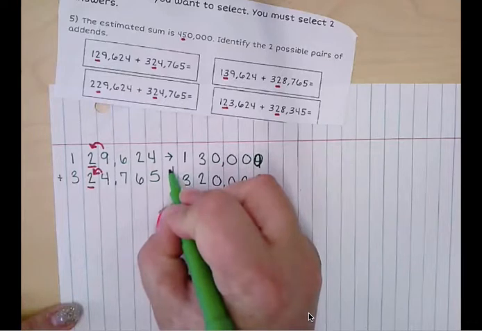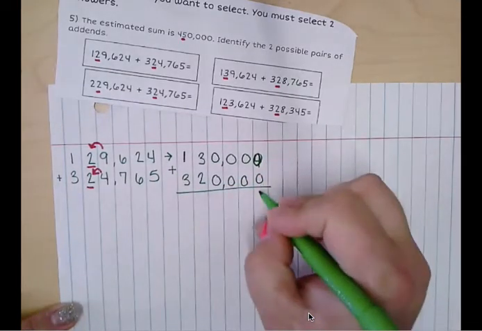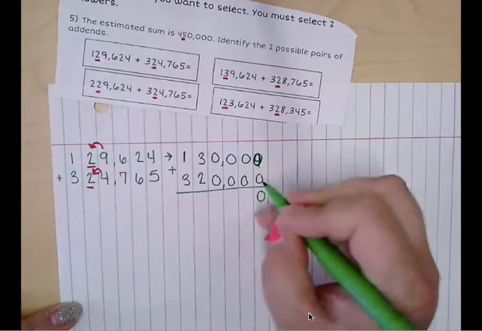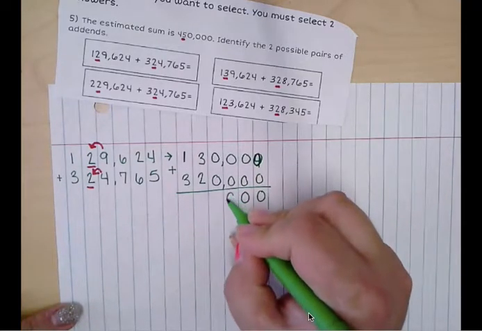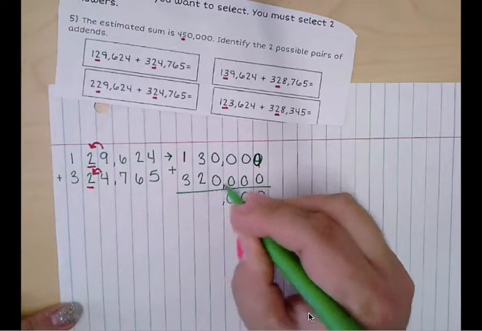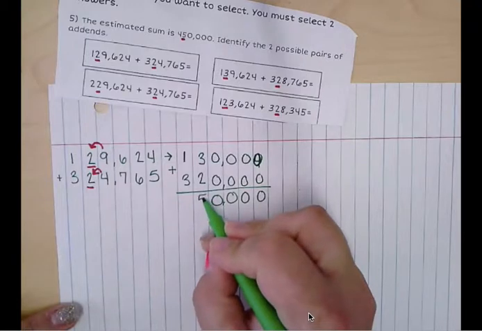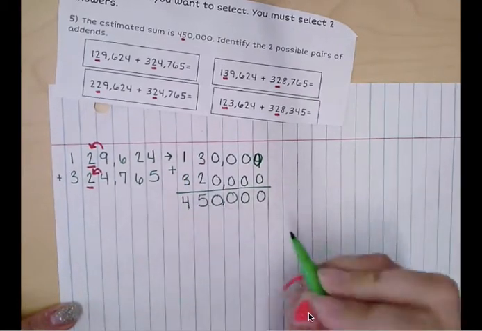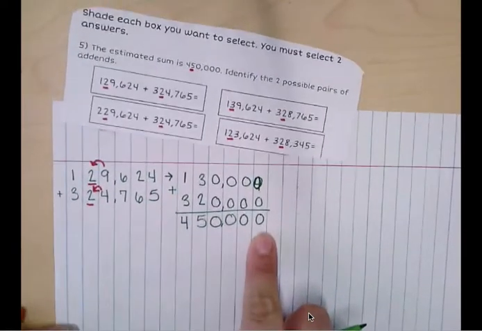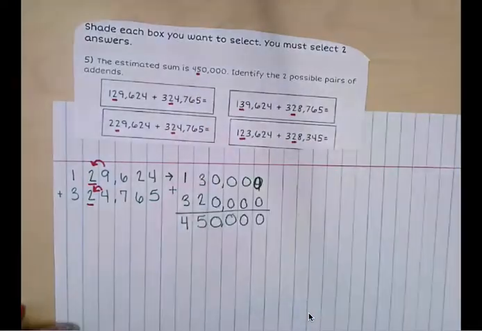Okay, now what we're going to do is add our digits together. 0 plus 0 is 0. 0 plus 0, 0. 0 plus 0, 0. 0 plus 0, 0. 3 plus 2 is 5. 3 plus 1 is 4. So it looks like this pair is going to round to 450,000.